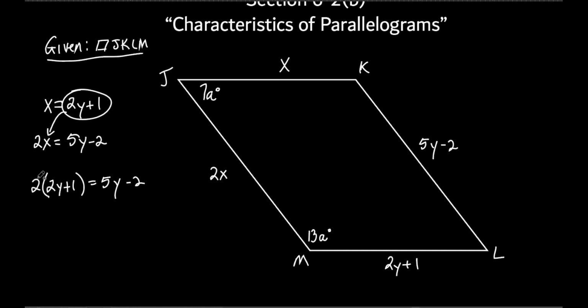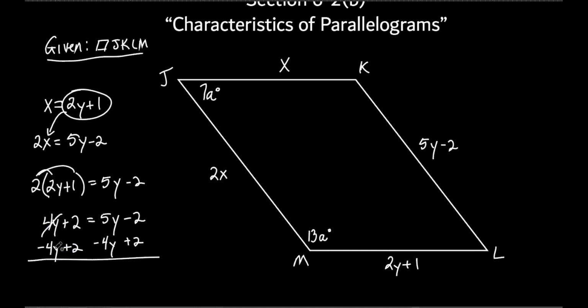So distribute, remember the distributive property? So that's 4y plus 2 equals 5y minus 2. What am I going to do? Let's keep the y on the right-hand side because it'll keep it positive. So I'm going to subtract 4y from here, subtract 4y from here, and let's get rid of that minus 2. I do that by adding a 2.